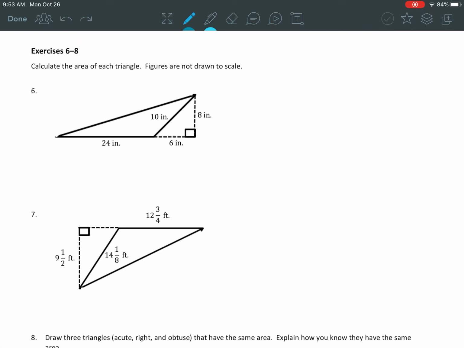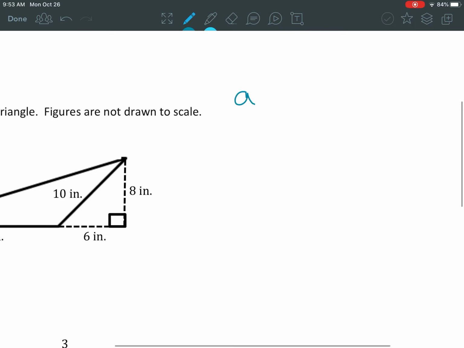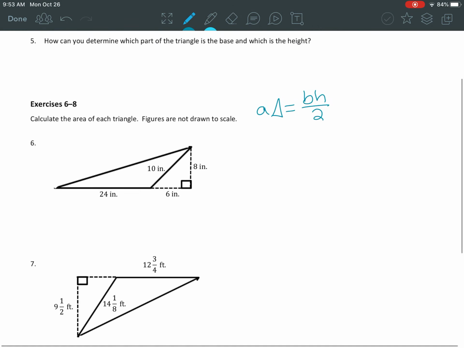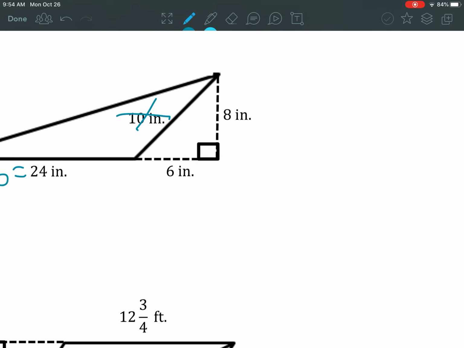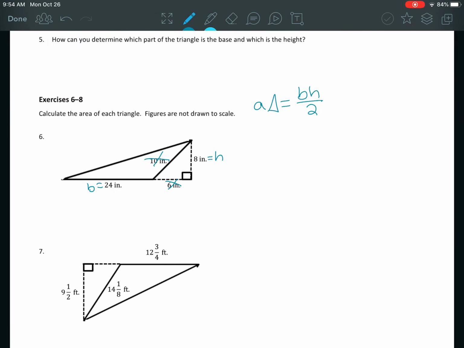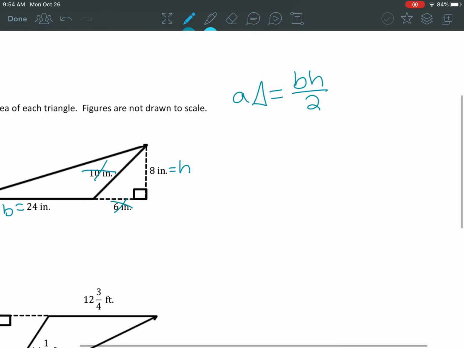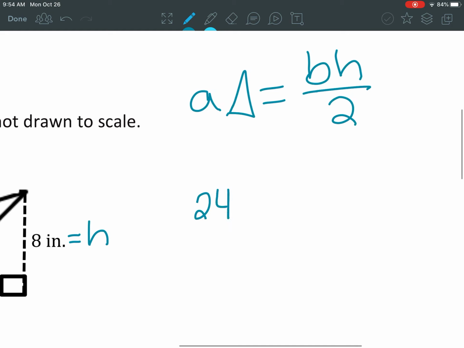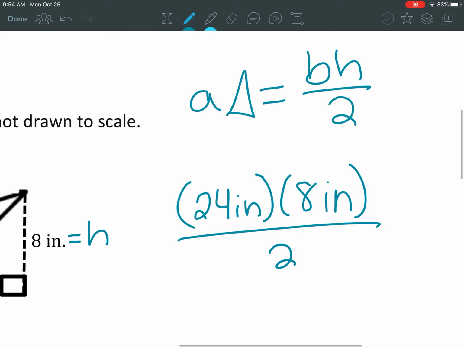All right, so we know that the area of a triangle equals base times height divided by 2. So is 10 our height or base? No. What about 24? 24 is our base. What's 6? 6 isn't important, and our height is 8. So our area is going to be 24 inches times 8 inches divided by 2.